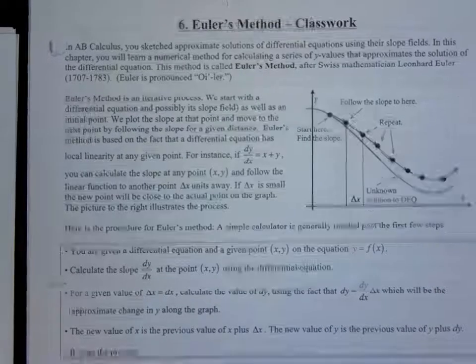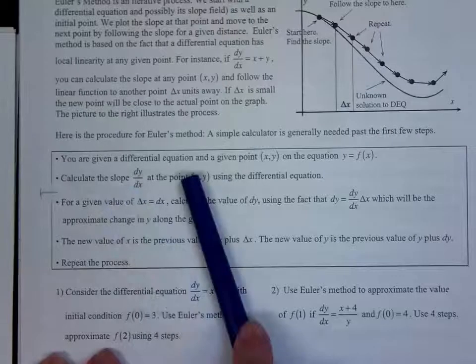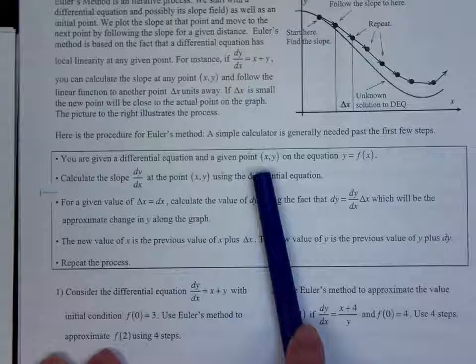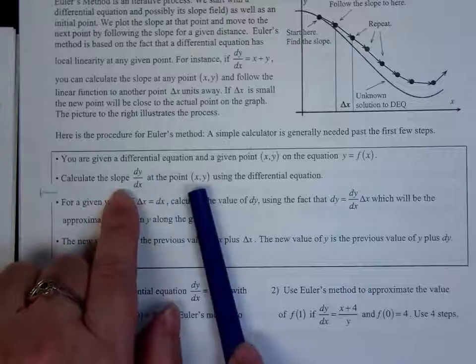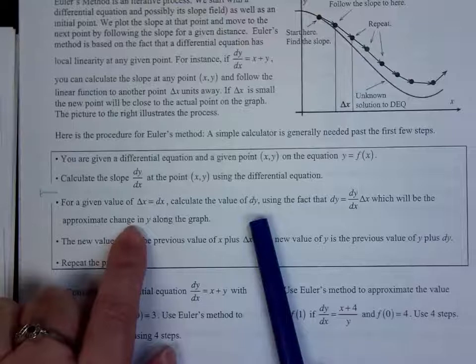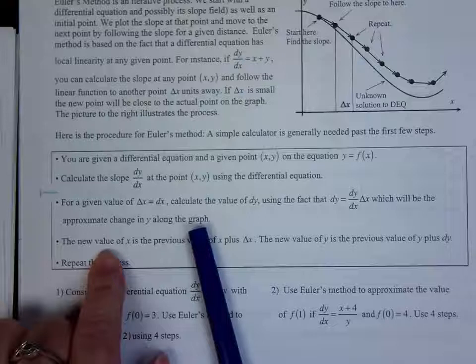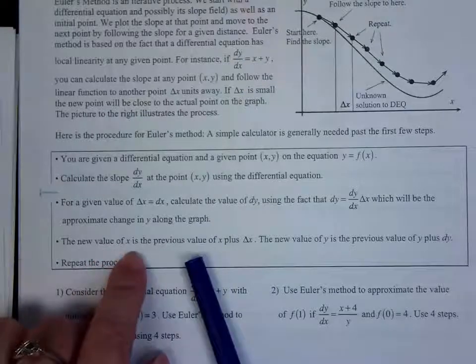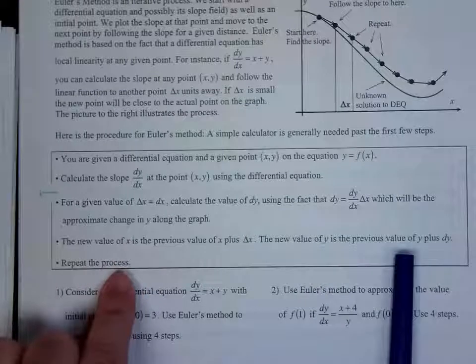This box right here explains very well the procedure. I want to point it out to you so that when you refer back to it later on and you're like, I don't remember where this table came from, you know what to do. You're given a differential equation and a given point, okay? You may not know the function, just know the diffy-q. You calculate the slope at the point you're given. For the given value of delta x, you calculate the delta y, the change in y, and that tells you how much to change your y value. The new value of x is the previous x plus delta x, and the new value of y is the previous y plus delta y.